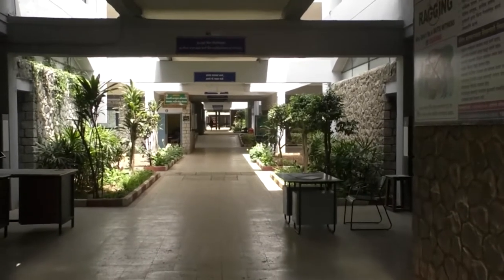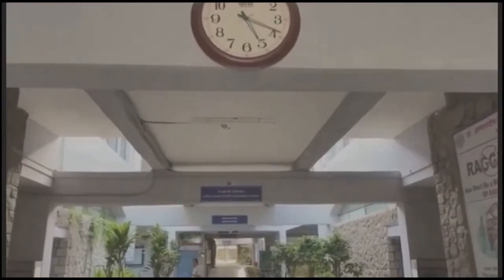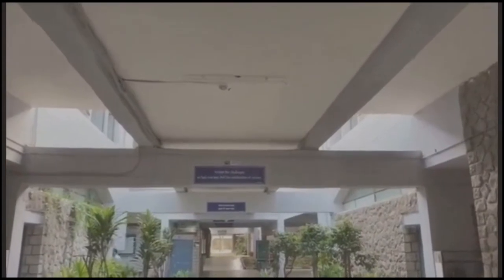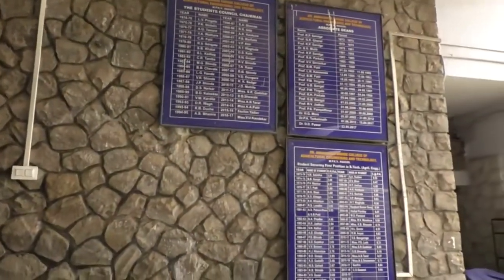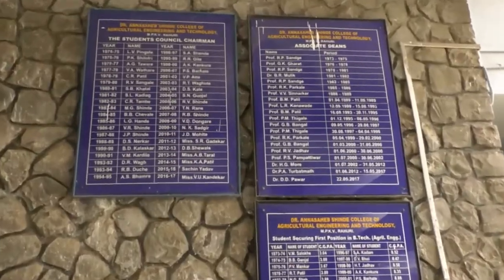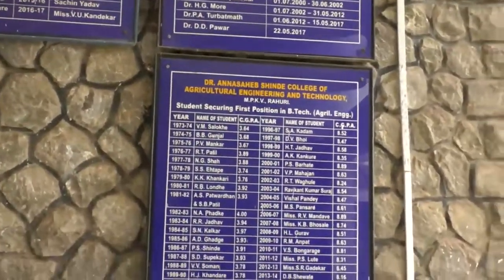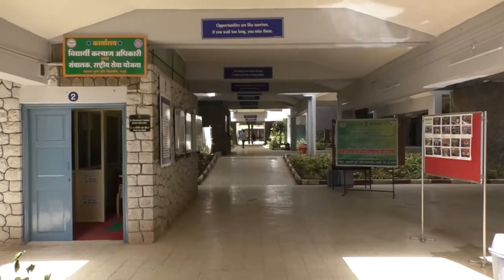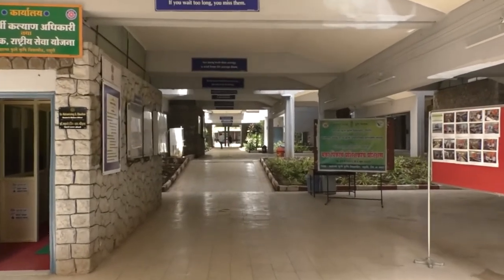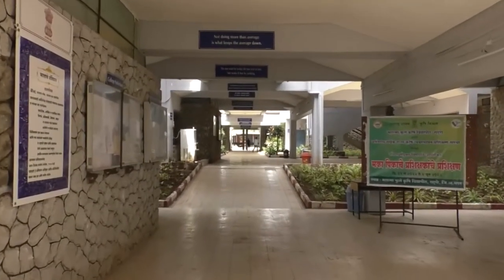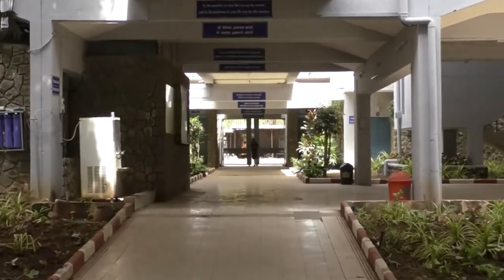Showing initially the anti-ragging board, which is displayed, on which time to time actions are taken. This board shows the college ranking students as well as the associate deans of the college up till now. This is the student welfare officer's office situated in the college. These are the different notice boards to display the notices and warnings to the students.